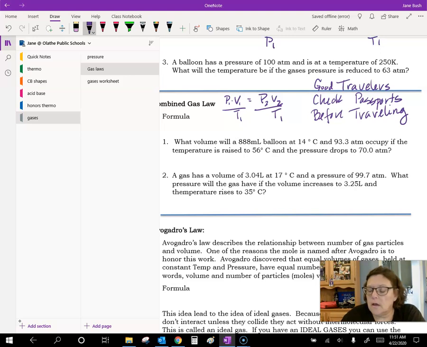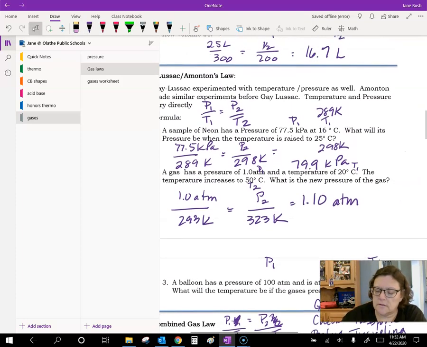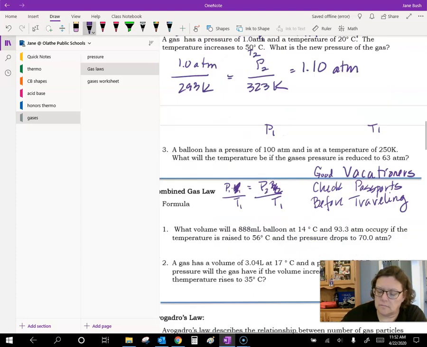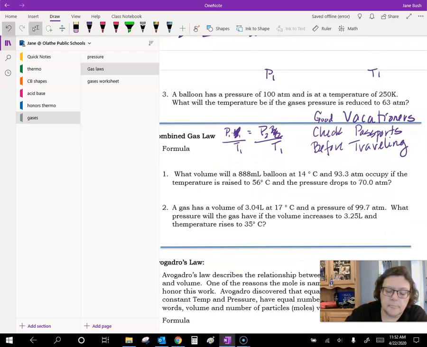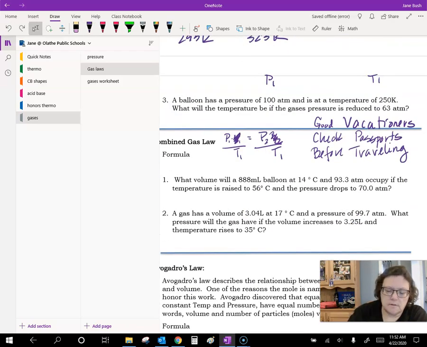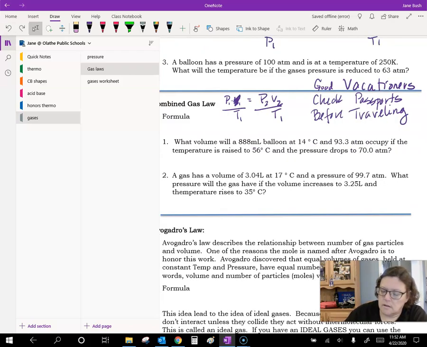Gay-Lussac starts with G. Vacationers, not travelers. Okay, good vacationers. So, if I'm a good vacationer, if I take out the V, isn't that Gay-Lussac's law? P over T, right? Check passports. All right, I guess I can't just erase it. I'll do that. Check passports.